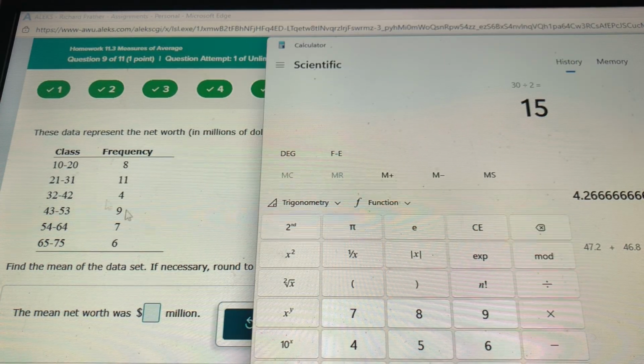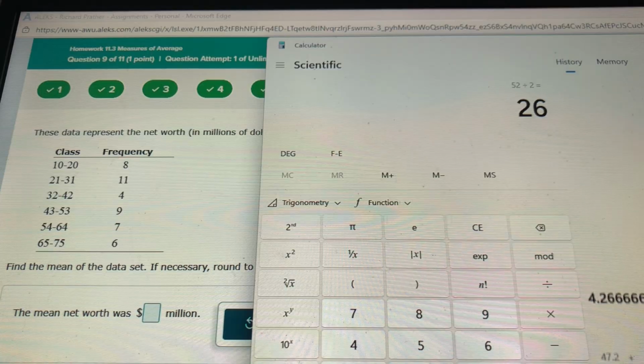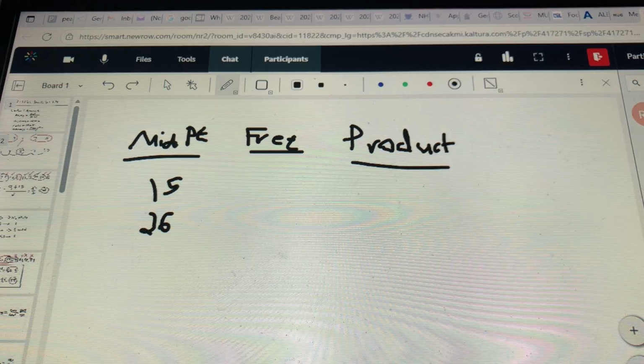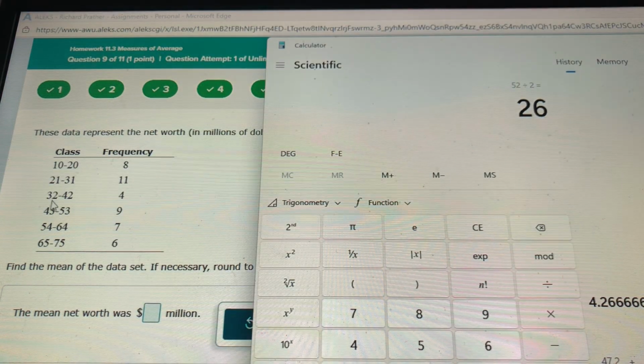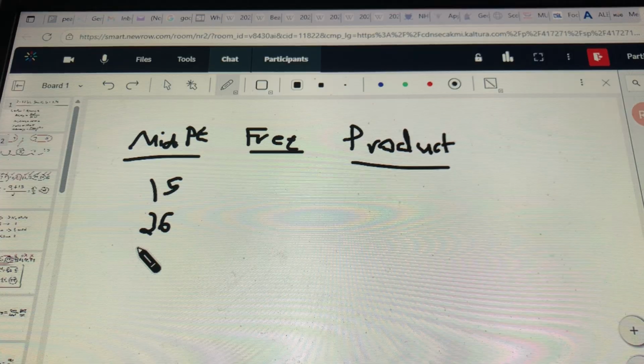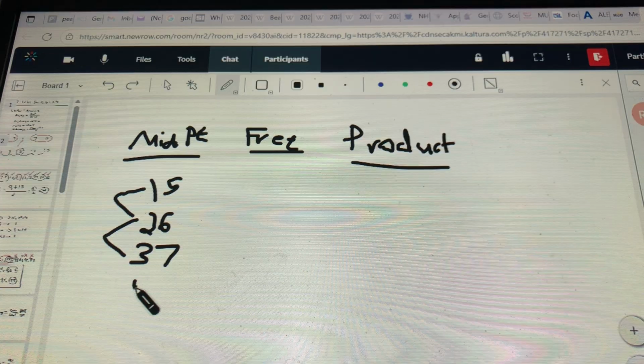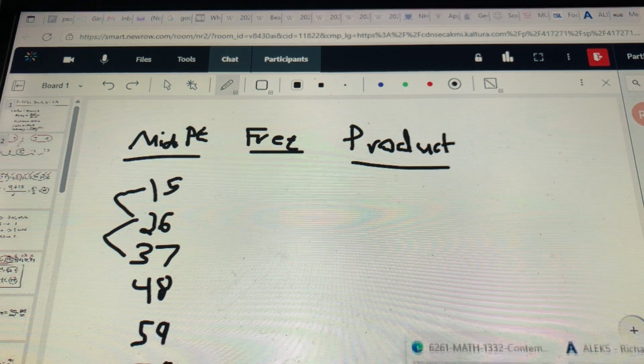Now, halfway between 21 and 31 isn't so easy, and in fact, I thought it might be a decimal, but 21 plus 31 divided by 2 is 26. Halfway between 32 and 42 is 37. You see what it's going up by? It's up 11, so the next one has to be 48, 59, and 70. If you can see the pattern earlier, that saves some time.